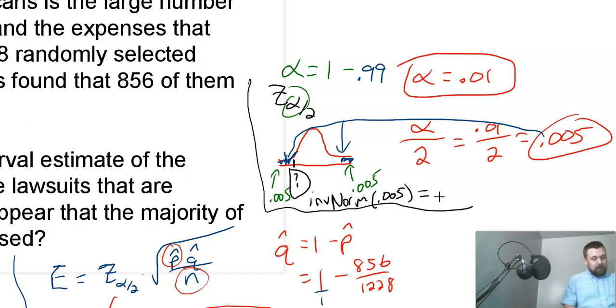So I use my calculator. I do inverse norm 0.005, and my calculator tells me negative 2.57. And here I might be rounding too much. This is sort of a do as I say, not as I do example. I'm going to go ahead and round this because I'm used to rounding z-scores to 2 or 3 decimal places. That's just kind of my habit. And so this is going to round to 2.576.